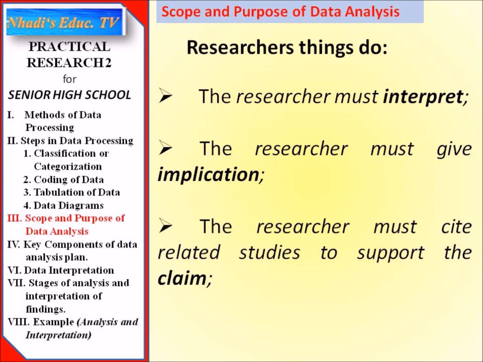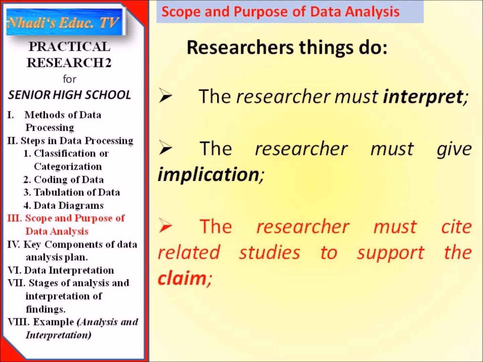Here are the things that researchers must do. First, the researcher must interpret. When we say the researcher must interpret, it means that you need to summarize your data and then provide findings on the data you collected. Second, the researcher must give implication. What does this data imply? Is there a significance? Is there a relation? What does it give to your data? What does it imply to your study?